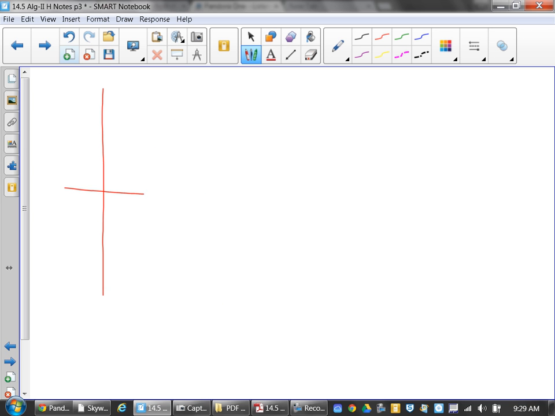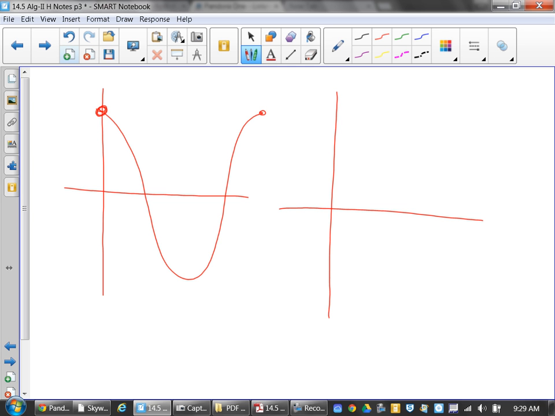And then you have your cosine values start at a maximum, or they start at a minimum.